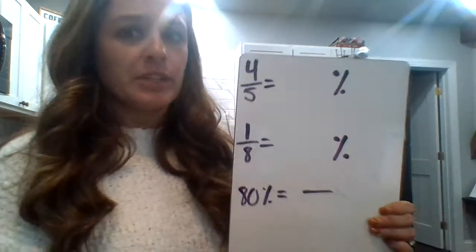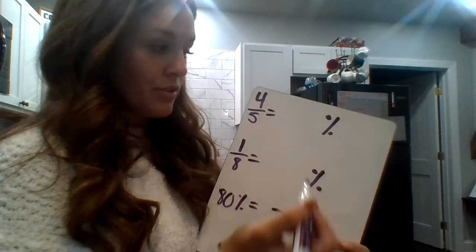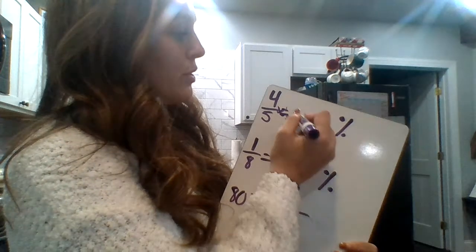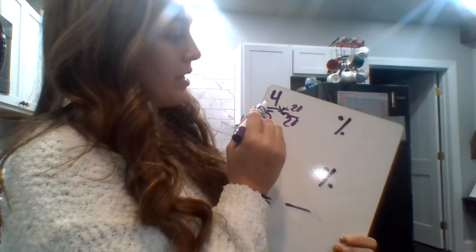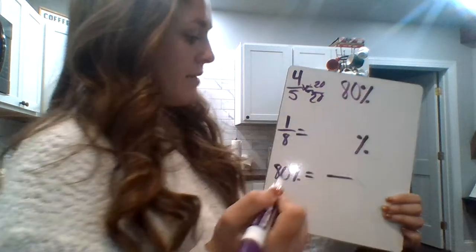Sorry, I'm going really fast. I'm just trying to get all of these questions before the time runs out. Okay, so same thing. We need to get this bottom number to 100. Well, 5 times what equals 100? Times 20. We have to do it to the top too. So it is 80 over 100. So the percent is 80.